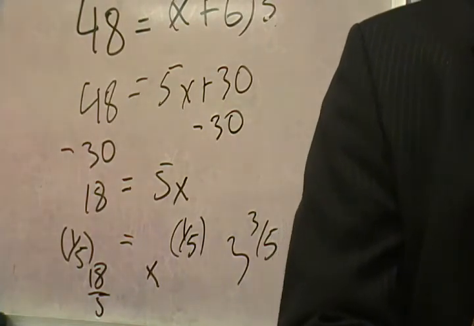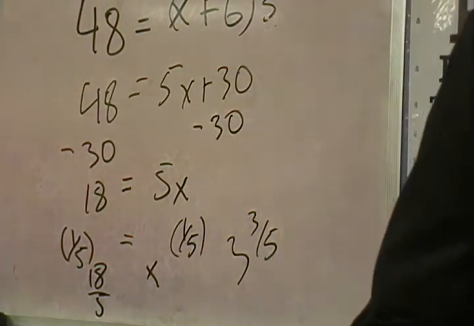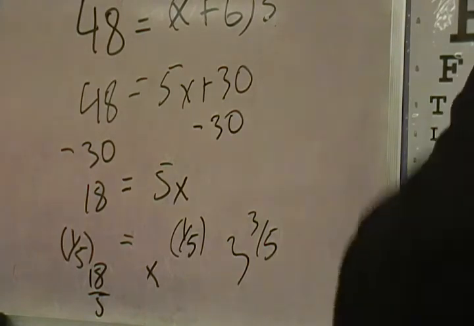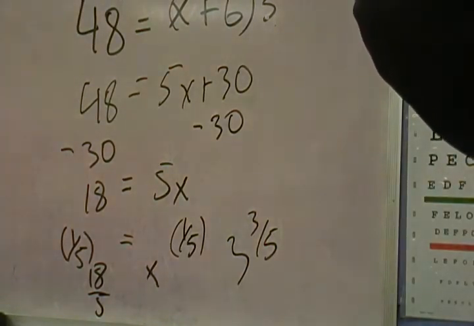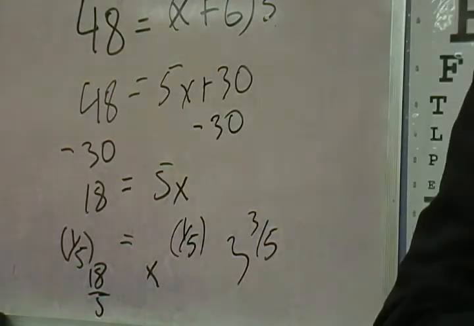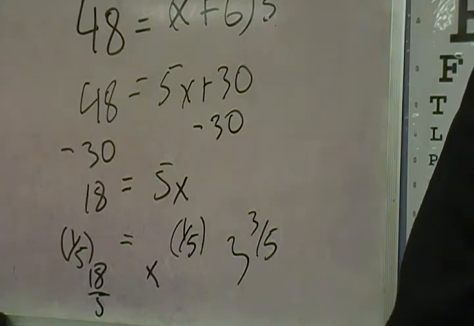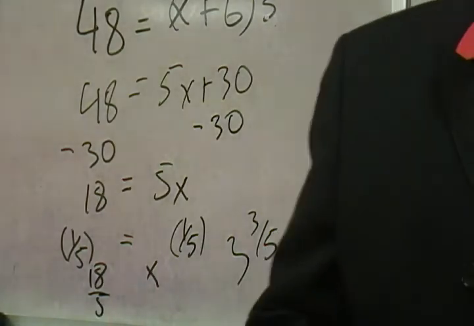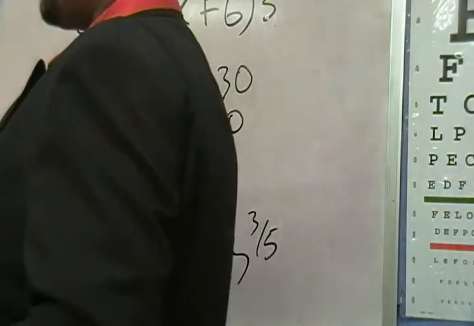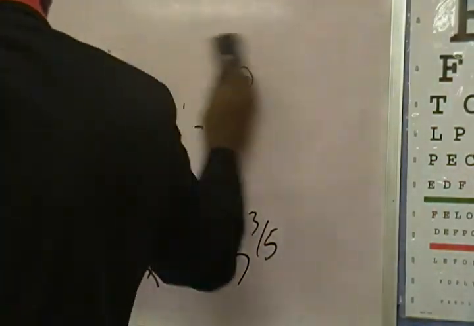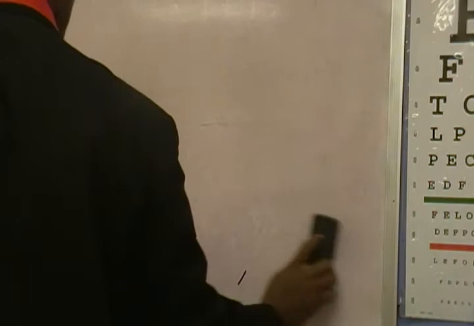A number times itself and added to 23 is equal to 219. All right, so we have x. Okay, I have x.